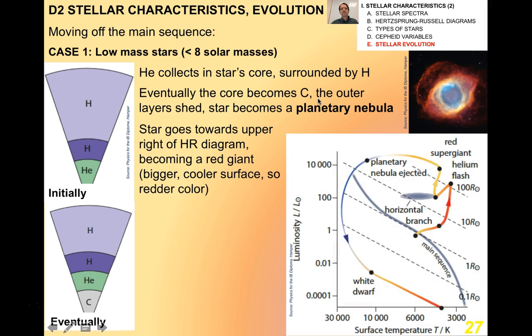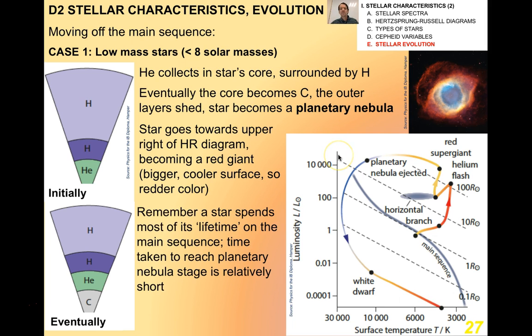The star goes towards the upper right-hand side of the HR diagram, and it becomes a red giant because it's bigger, cooler, and a redder color, all right? Now, remember, a star spends most of its lifetime on the main sequence. The time taken to reach planetary nebula stage is relatively short compared to the amount of time that it spent on the main sequence. At the white dwarf stage, the star is essentially dead.